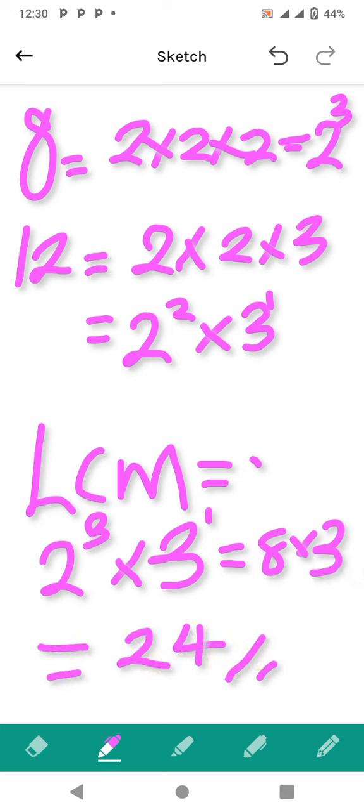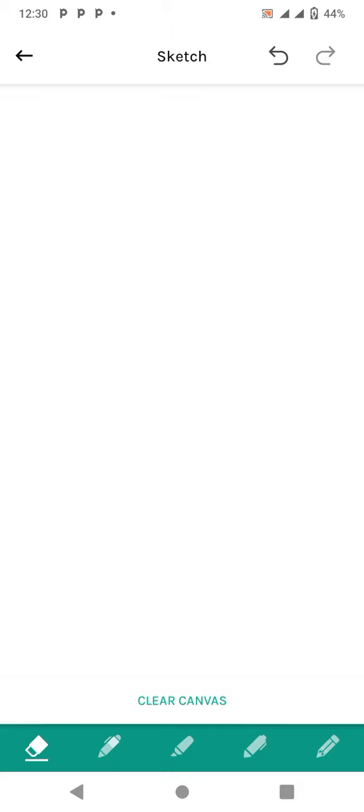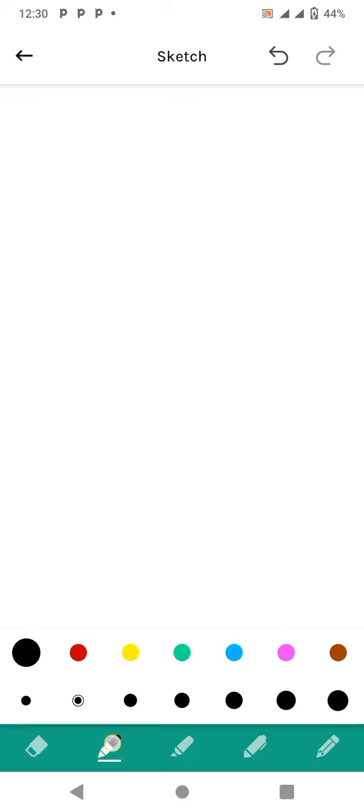I always encourage students to learn prime factorization method because it's not limited at all, but multiple method is limited. But this prime factorization method is not limited. Let's check how to find the LCM of, let's do with 16 now.